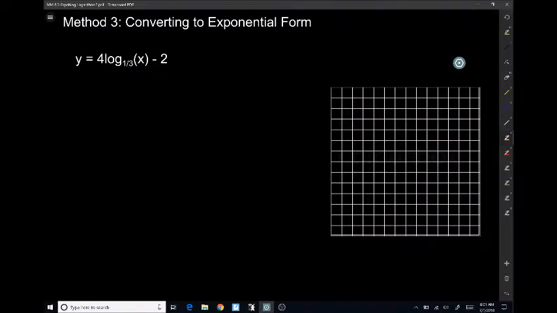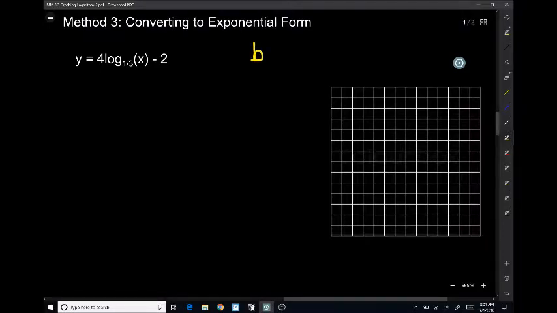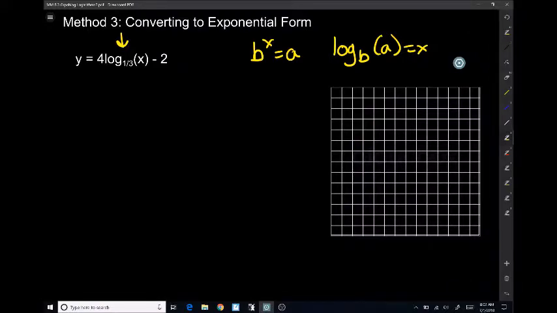Okay, the last method that we have here is by converting into exponential form. So remember that if we have b to the x equals a, it's the exponential form. The log form is log base b of a equals x. So this is given to us in log form. We can convert it into exponential form, and that makes the plugging in of points easier. It also ends up being the same amount of work, just some people prefer having it switched forms.